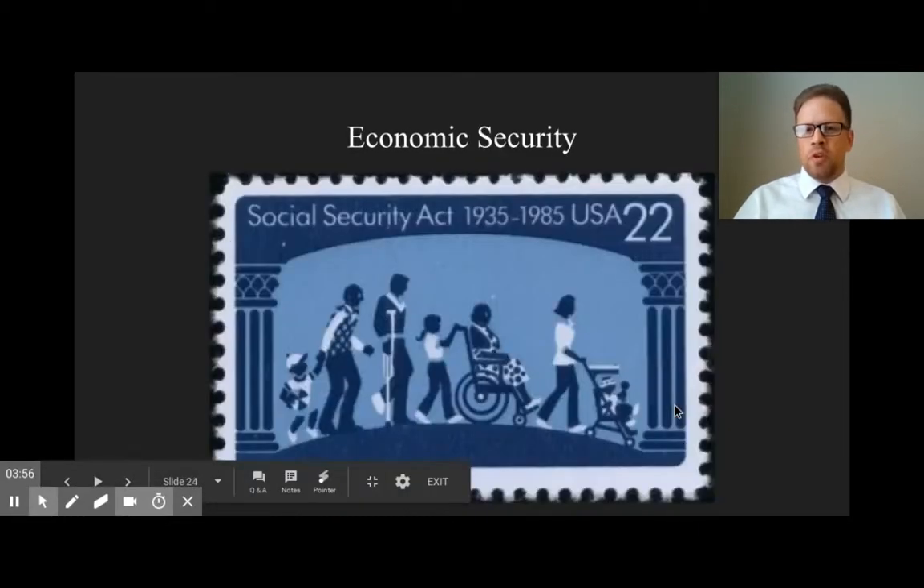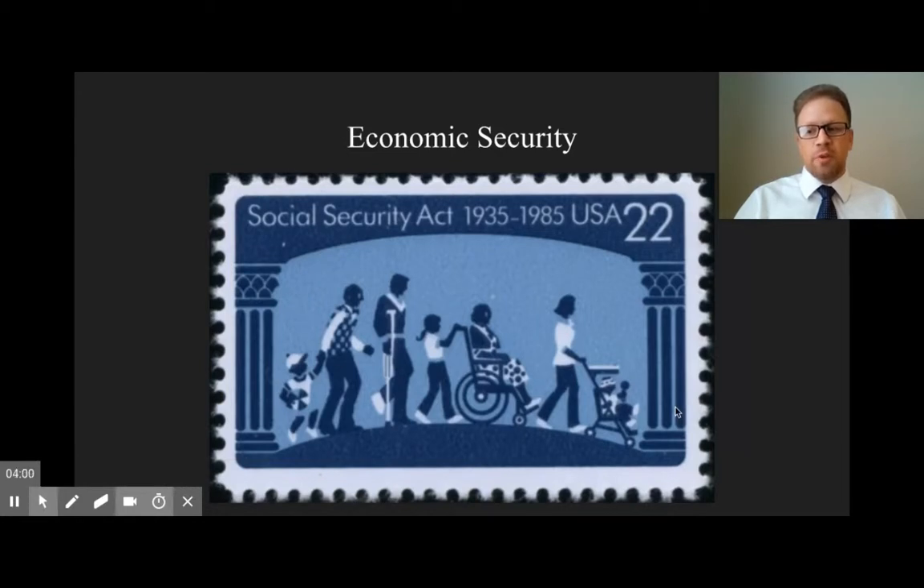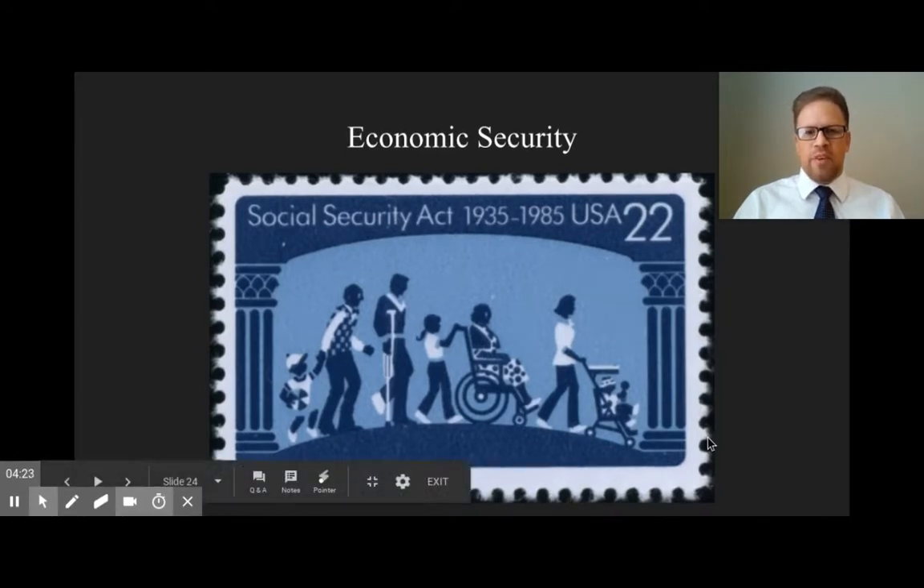Another broad social goal is economic security. This means the desire of people to be protected against economic risk over which they may have little or no control. So some of the things our government does to try to combat this, we have Social Security, we have Medicaid, we have disability insurance, we have natural disaster relief. So things that happen that people have no control over, we want to make sure people have a little security when those things happen.